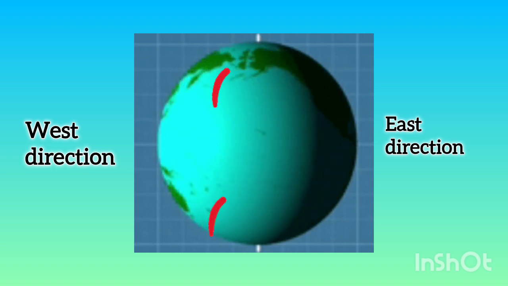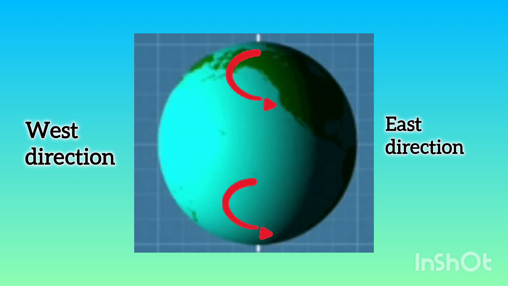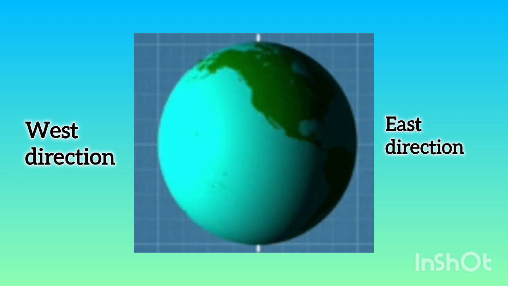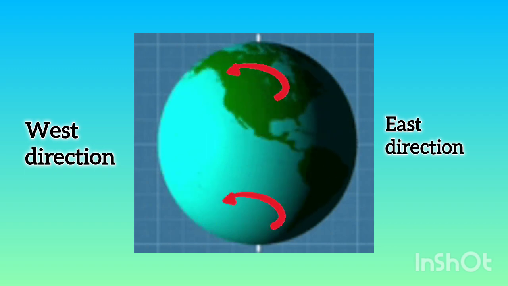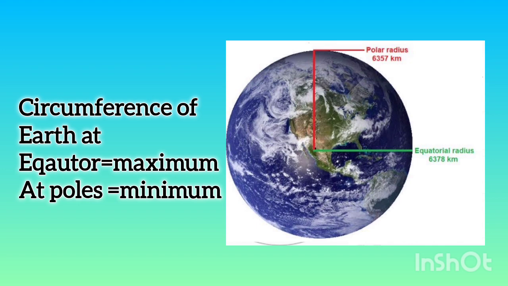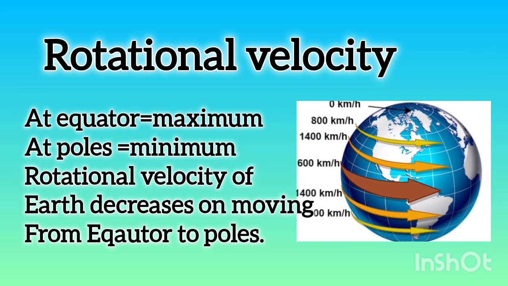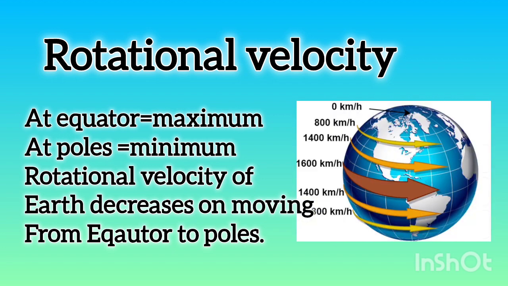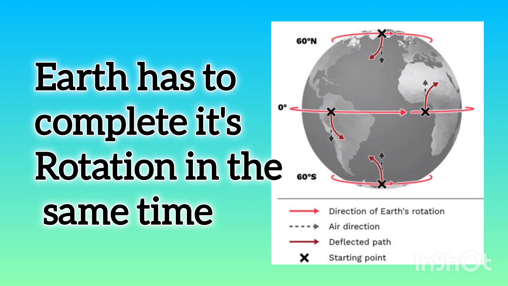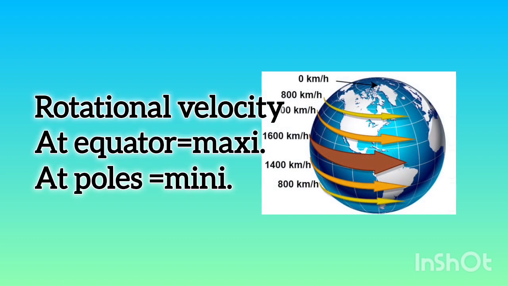As we know that Earth spins on its axis from west to east, and the sun rises in the east and sets in the west. We also know that Earth is a sphere, due to which at the equator the circumference of the Earth is maximum as compared to the poles. Hence, the rotational velocity of the Earth is maximum at the equator and minimum at the poles. This is because Earth has to complete its rotation in the same time. So the rotational velocity at the center or equator gets maximized as compared to the poles.